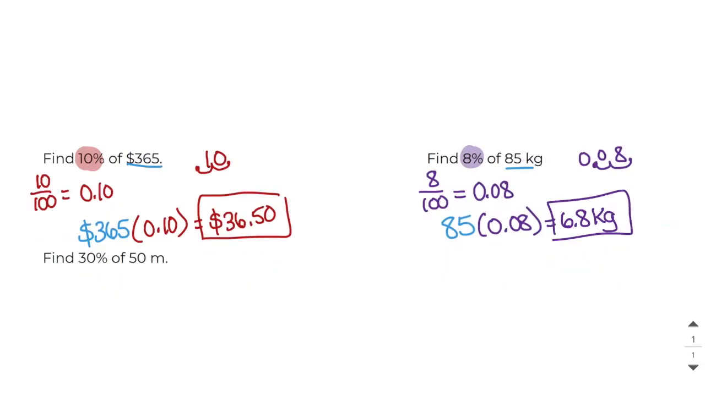Okay, in our next example, we want to find 30% of 50 meters. So here, 30% right here, I need to write that as a decimal. So it's 30 out of 100. And when I divide that, I get 0.30 or 0.3. It's the same thing. And then 30%, if I were to move the decimal place over, I would get that 0.30. Okay? And I want to find out what 30% of 50 meters is. So I take 50 meters and I multiply that by that 30%, 0.30.